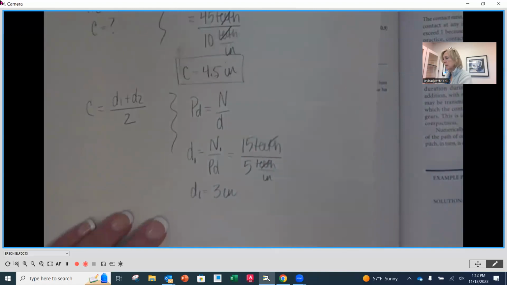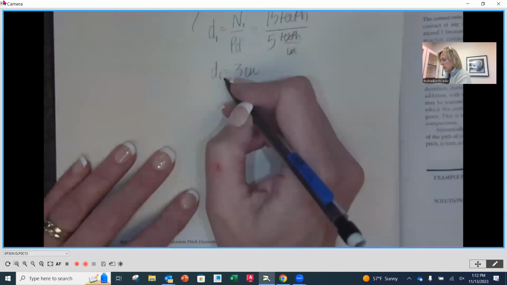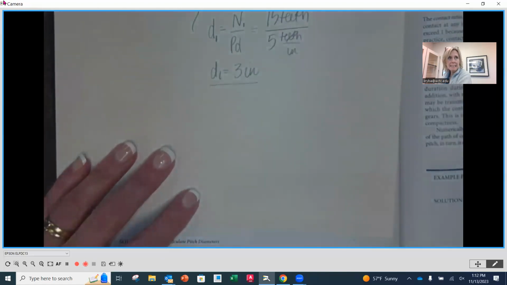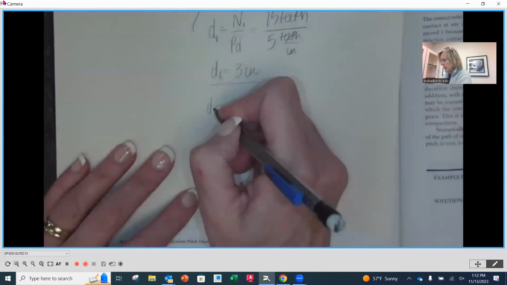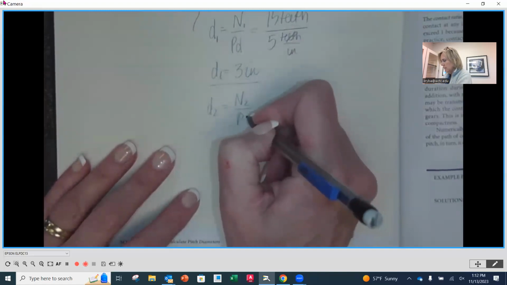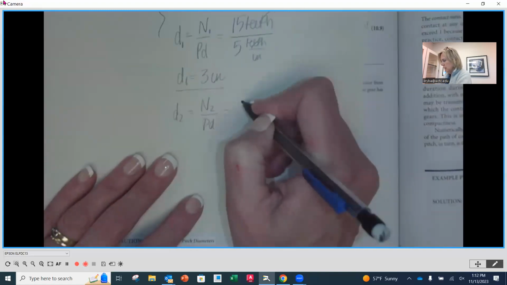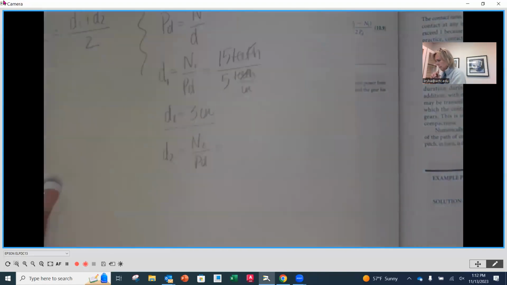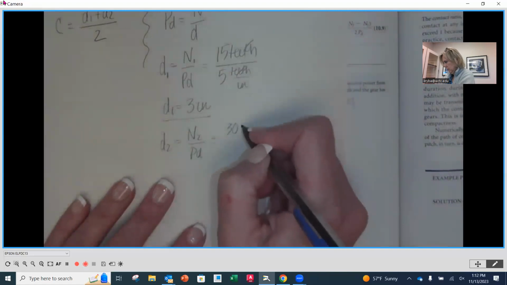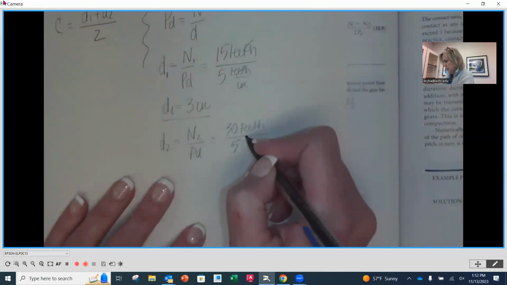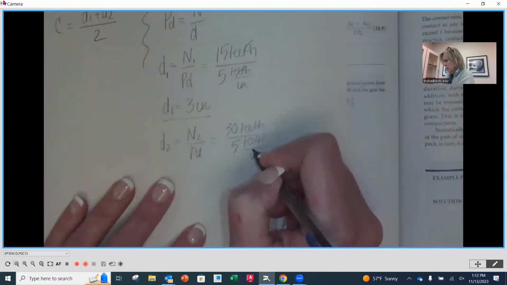Now I'm going to do that very same thing for the gear. Okay, so I'm going to put a little line underneath here because I'm going to need that, right? But now I want to do that same thing for D2. It's going to be the number of teeth on the gear divided by the same diametral pitch. So how many teeth was it? 30. 30 teeth divided by 5 teeth per inch.